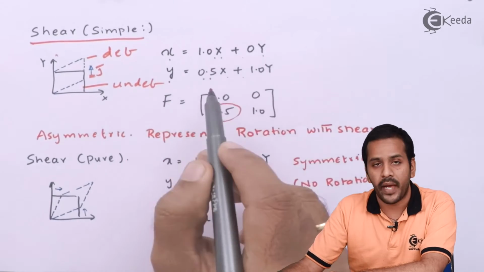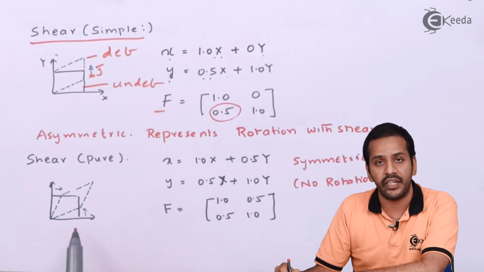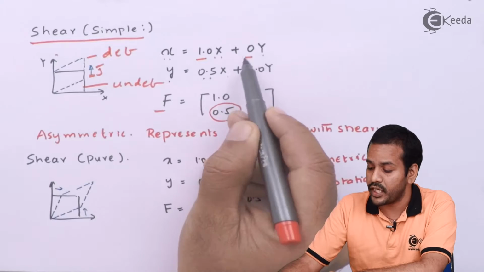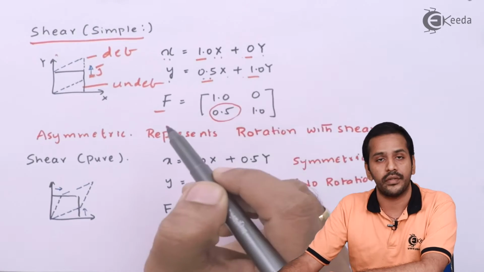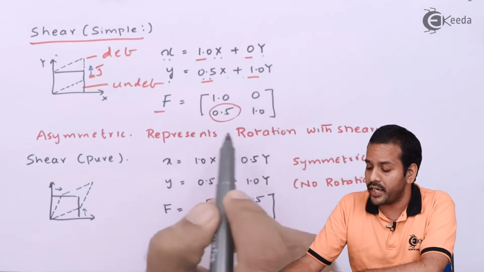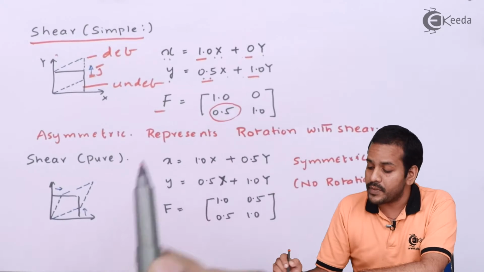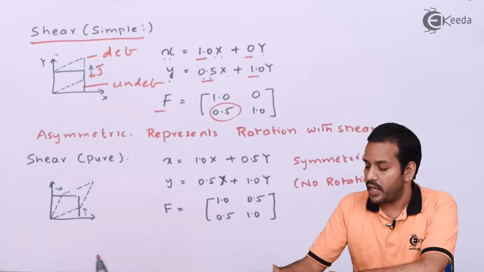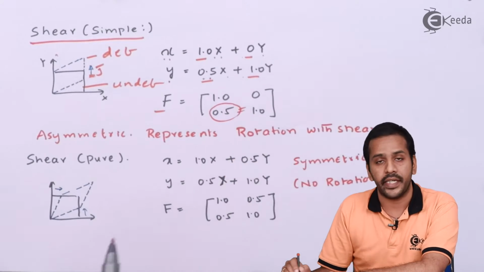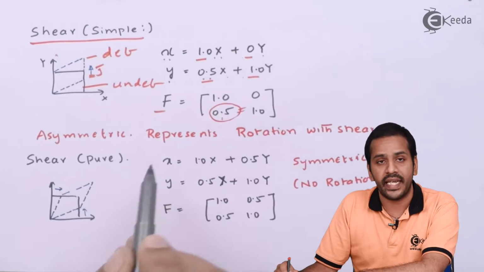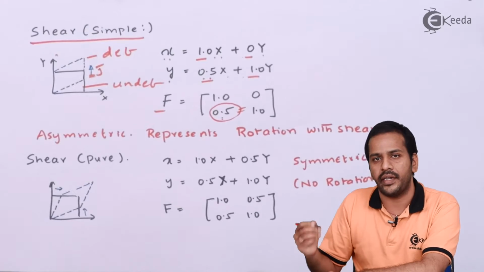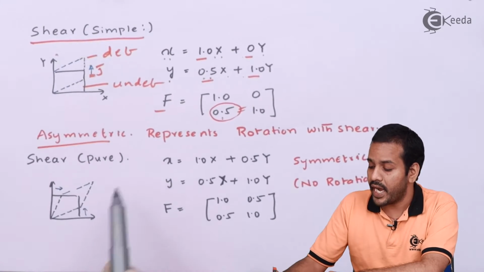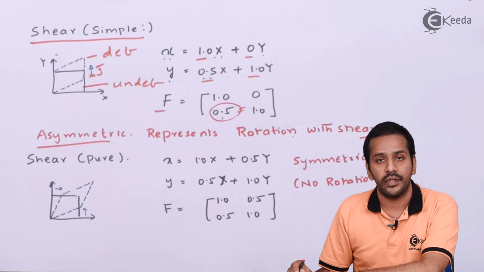So if you observe this mapping and if you write the deformation gradient, it will be: dou small x by dou capital X is 1, this will be 0, this will be 0.5 and this will be 1. Now this is the total deformation gradient. And if you observe this deformation gradient, it is not symmetric, it is asymmetric. And there are some off diagonal terms here. So this 0.5 represents there is some rotation happened because of this deformation. So it is asymmetric and represents rotation with shear.